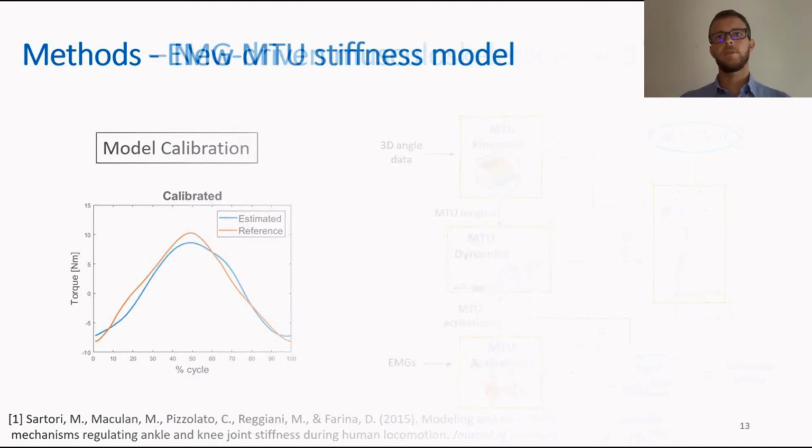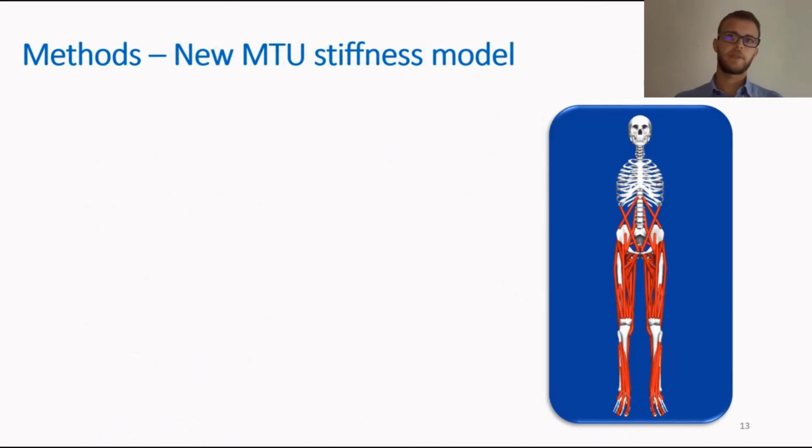The EMG-driven modeling pipeline described in the previous slides provides us with all the variables needed to compute muscle and joint stiffness.